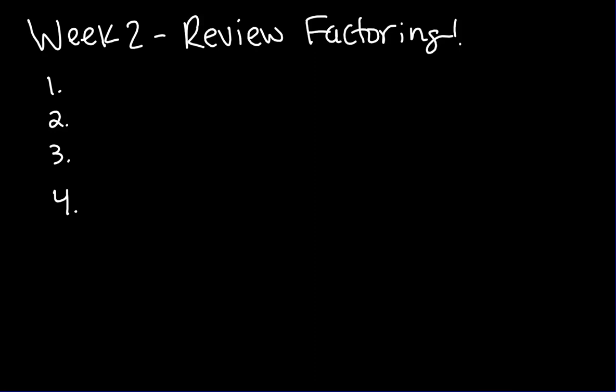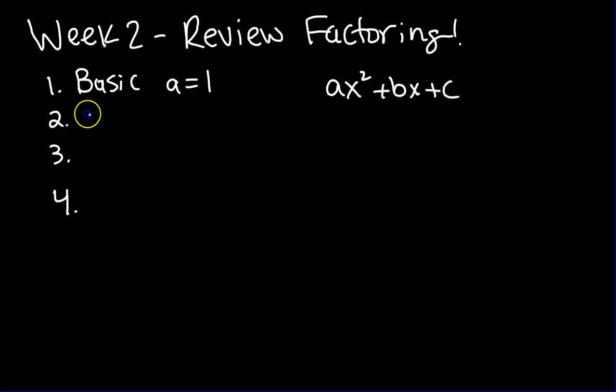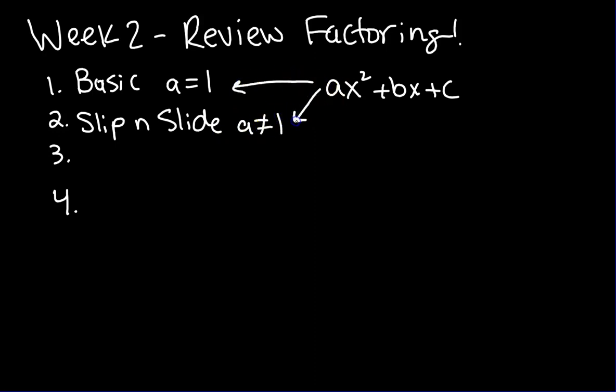This week we are going to review factoring quadratics and cubics equations. There were 4 different ways that we did it. Our first two, we have basic factoring. And that was when our a value was equal to 1, and that means in our standard form of a quadratic, our leading coefficient was just 1. And then there was slip and slide. And that was when our a value did not equal 1, so it was bigger. It was 2, 3, 4, something else was leading off that equation for us.